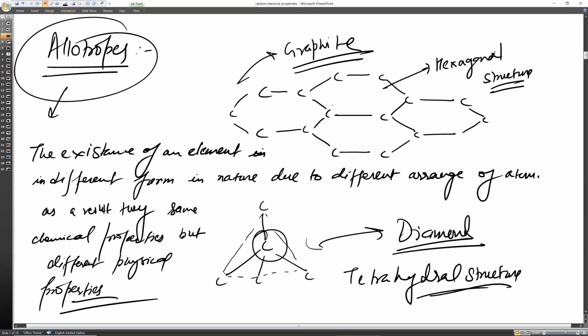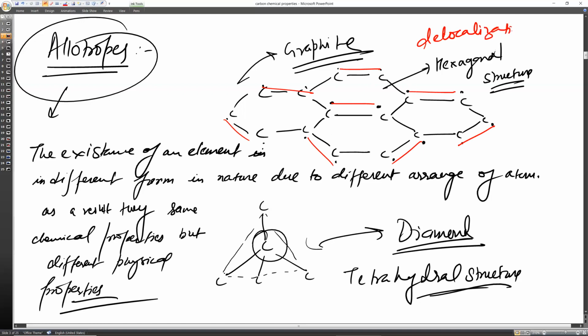I have explained this, that in graphite, each carbon atom is bonded with three other carbon atoms, leaving one electron free. Each carbon atom has one electron free. So alternate double bonds are going to form, one after the other. In order to attain stability, the alternate double bond is formed.